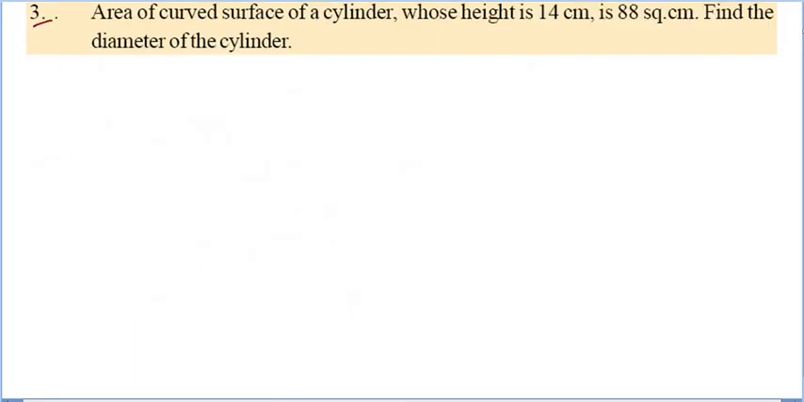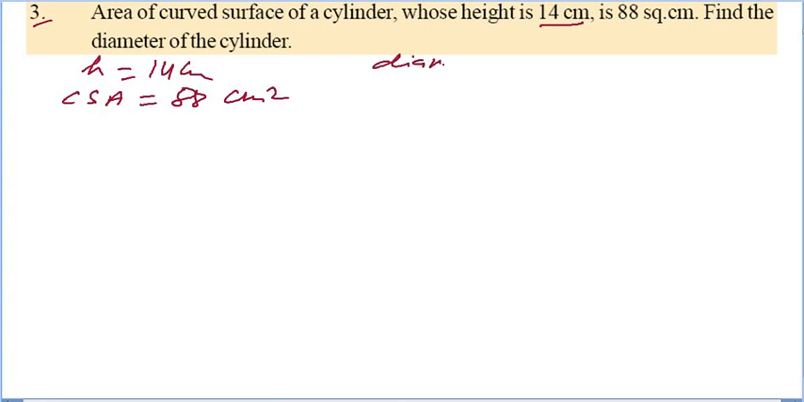Now come to the third part. The curved surface of a cylinder whose height is 14 centimeter, H is given as 14 centimeter, and curved surface area, that is the CSA, is given as 88 centimeter square. Find the diameter of the cylinder. So diameter is the question mark.